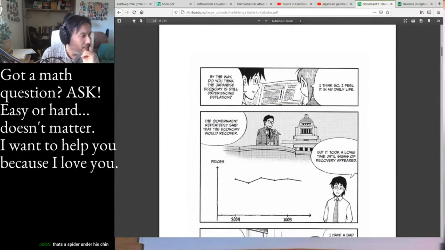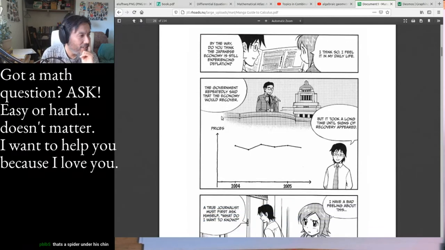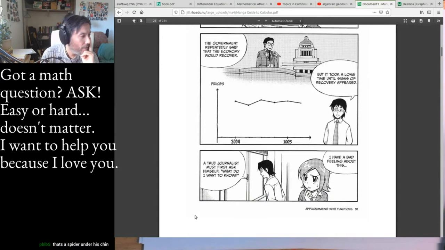By the way, do you think the Japanese economy is still experiencing deflation? I think so. I feel it in my daily life. The government report repeatedly said that the economy would recover, but it took a long time until signs of a recovery appeared. A true journalist must first ask himself, what do I want to know? I have a bad feeling about this.